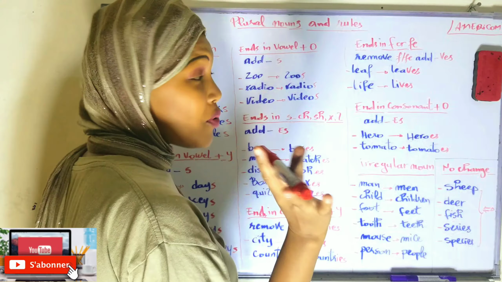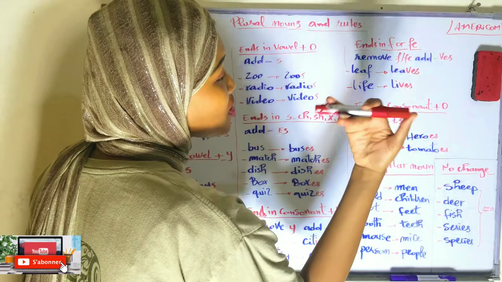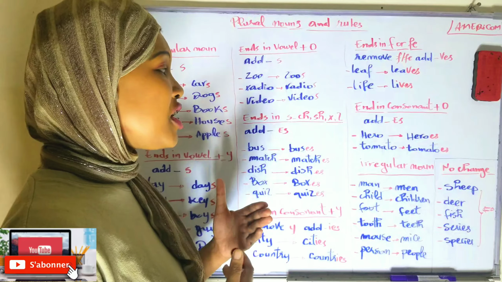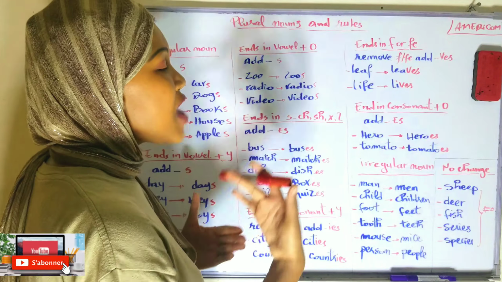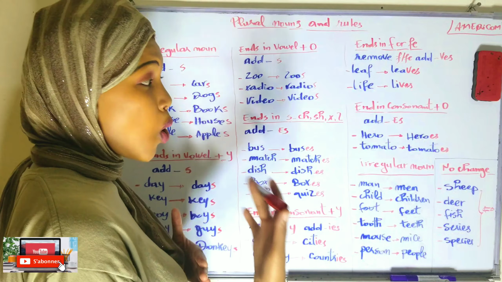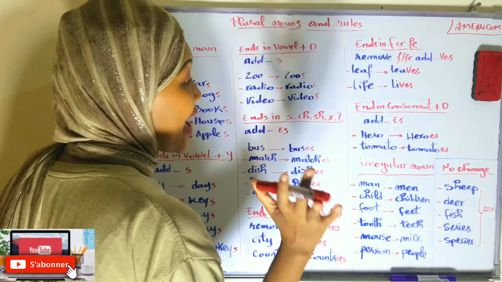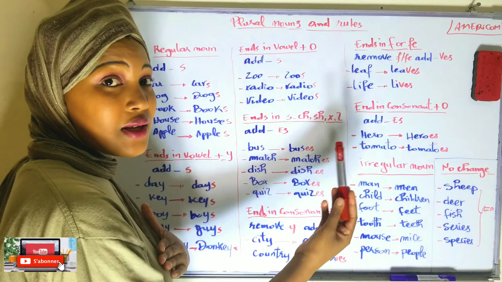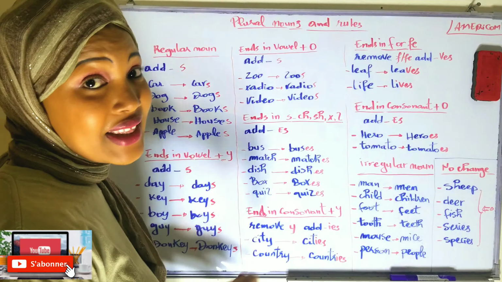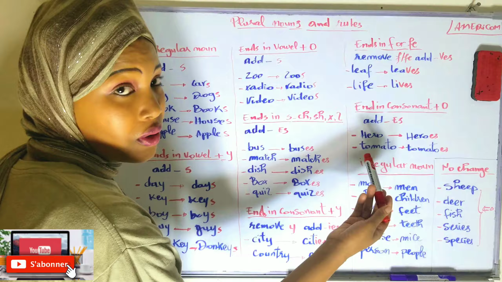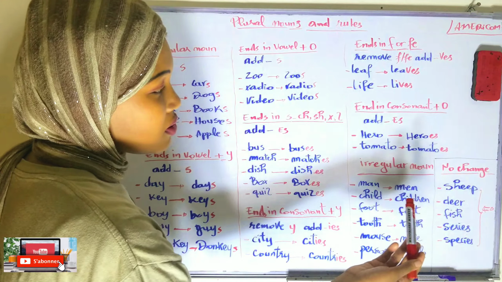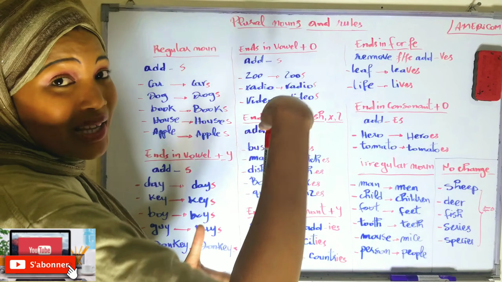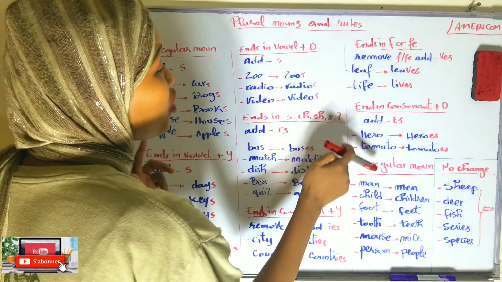Here we have nouns ending in consonant plus O. Add ES. We simply add ES. Example here we have hero. Hero, heroes. Next we have tomato. Tomato, tomatoes. So, that is the formula.